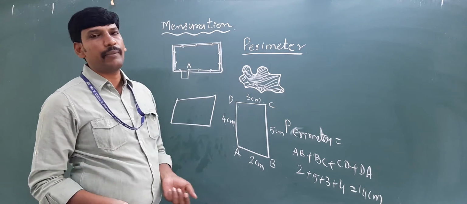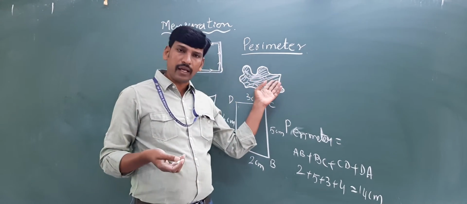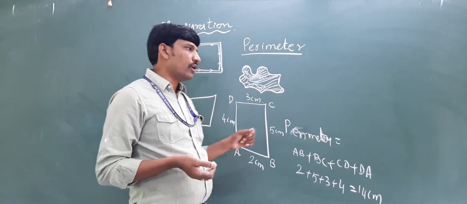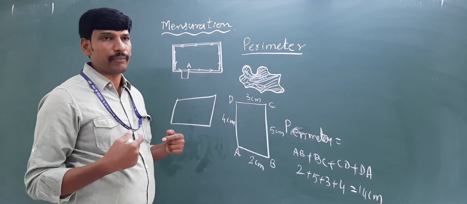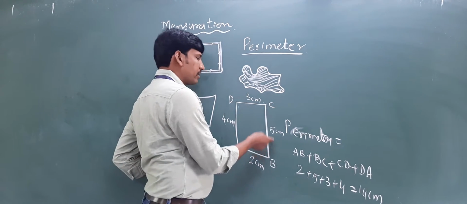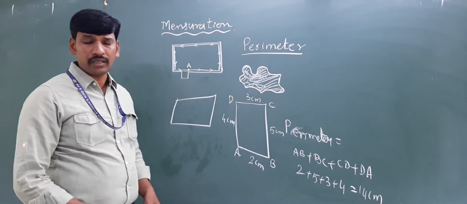So how to find the perimeter of regular shapes, closed figures or irregular shapes? By using a scale or thread we can find the perimeter, or by adding all the sides of a given figure we get the perimeter.